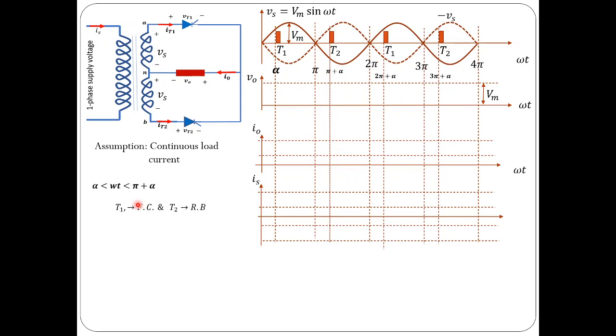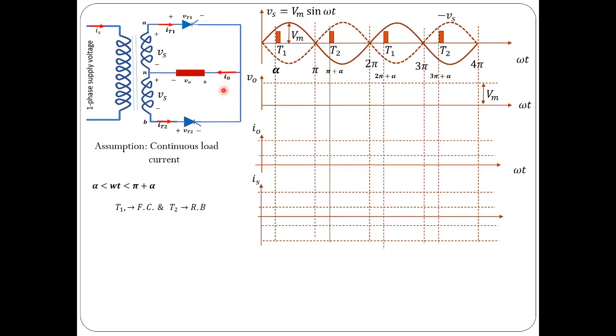Now at omega t ranging from alpha to pi plus alpha, thyristor 1 would be conducting, that is, it would be in forward conduction mode. See here, instead of considering alpha to pi, I have considered alpha to pi plus alpha, because I have made an assumption that load current is continuous.